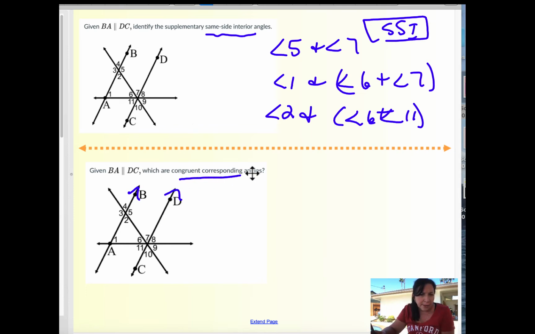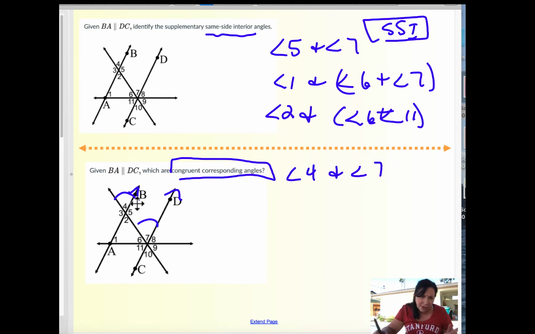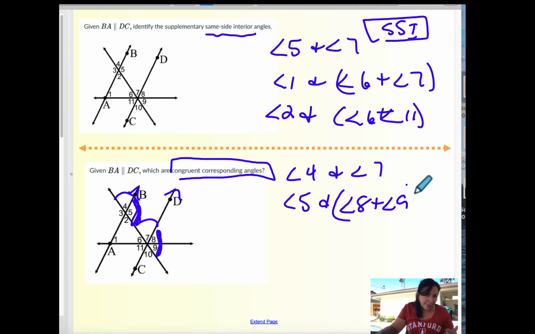For this problem, it says given BA is parallel to DC, which are congruent corresponding angles. Now, corresponding angles, remember, lie either on top on both sides or on bottom on both sides. So that might be angle 4 and angle 7. We could say angle 5 down here, but also these two would add up to be that. So that would be angle 5 and angle 8 plus angle 9.